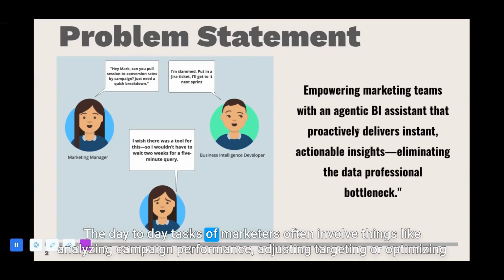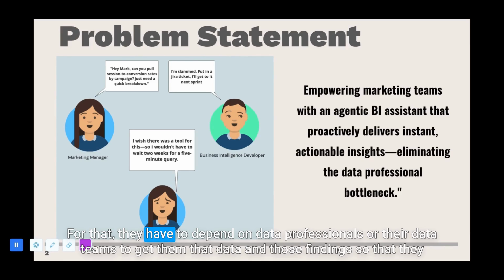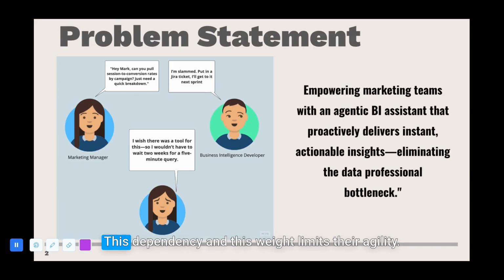The day-to-day tasks of marketers often involve things like analyzing campaign performance, adjusting targeting, or optimizing budgets. And a lot of their work depends on fast and reliable data. For that, they have to depend on data professionals or their data teams to get them that data and those findings so that they can go ahead and do market research and perform their tasks. But all this slows down execution. This dependency and this wait limits their agility.